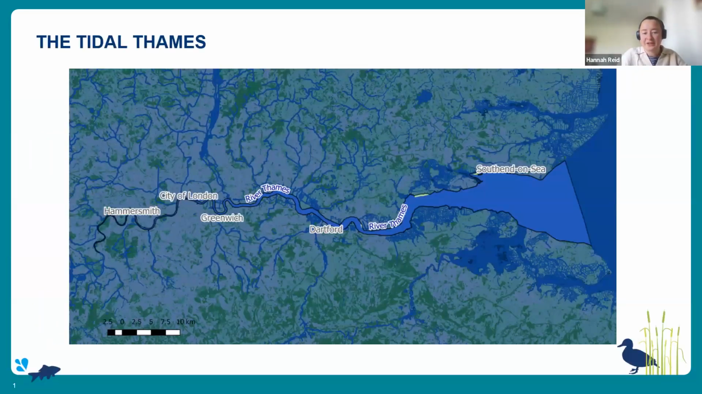So just a quick introduction to the tidal Thames. The tidal extent of the Thames actually extends 96 miles all the way down from Teddington through London, out through Essex and Kent, where it meets the North Sea. So the upper reach around Hammersmith tends to be fresh water, then it moves into brackish, and then downstream from Greenwich we get this marine system.